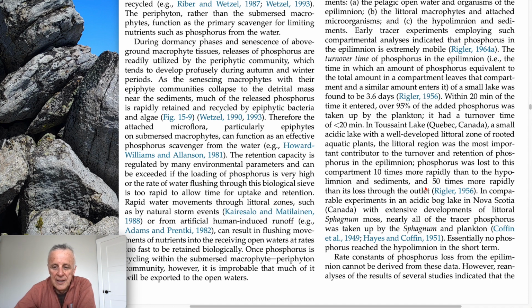In Toussaint Lake, a small acidic lake with a well-developed littoral zone of rooted aquatic plants, the littoral region was the most important contributor to the turnover and retention of phosphorus in the epilimnion. Phosphorus was lost to this compartment 10 times more rapidly than to the hypolimnion and sediments, and 50 times more rapidly than its loss through the outlet.